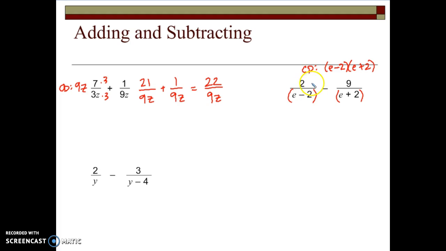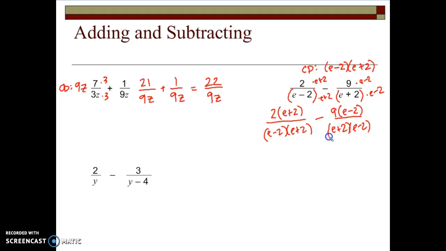So the e minus 2 is missing the e plus 2. So I'm going to multiply top and bottom by e plus 2. And then the e plus 2 is missing the e minus 2. So I'm going to multiply top and bottom by e minus 2. I'm just going to write it out so that we can visualize it, because I've got 2 times e plus 2 over e minus 2, e plus 2, minus 9 times e minus 2 over e plus 2, e minus 2.